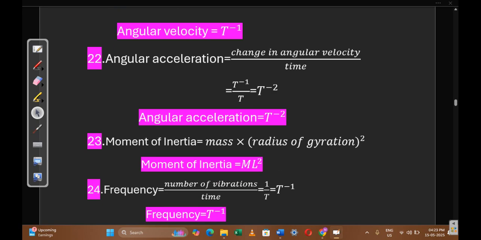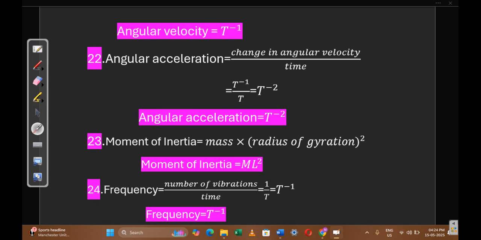Moment of inertia. Moment of inertia means mass into radius of gyration squared. Radius of gyration is nothing but length. So its dimension formula is M L square. Frequency is number of vibrations per time. So its dimension formula is T inverse.